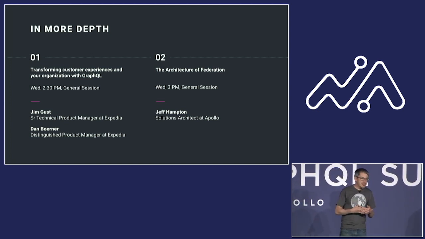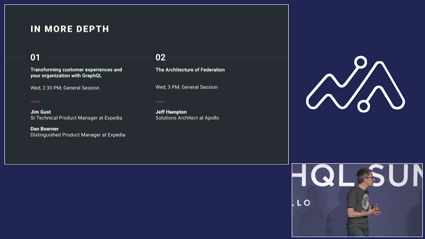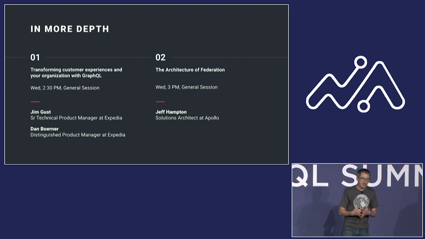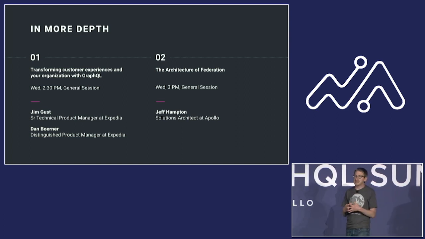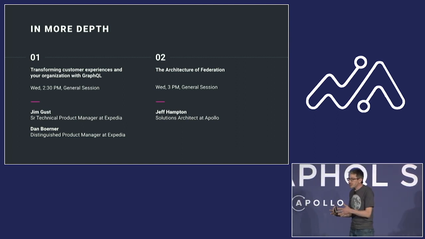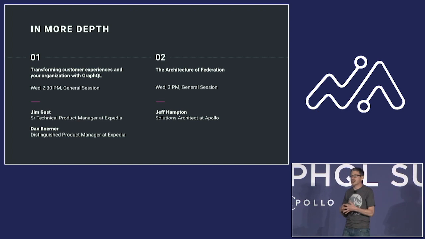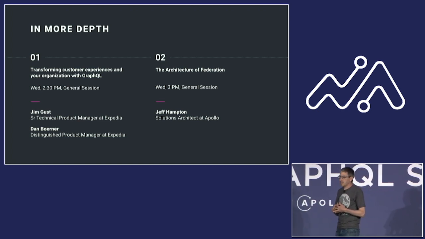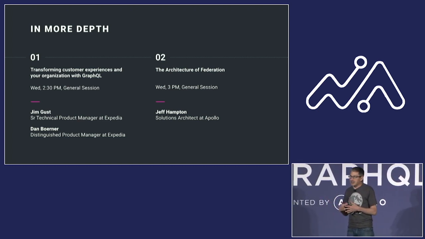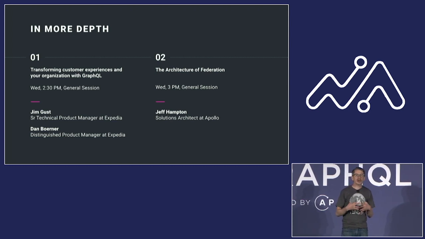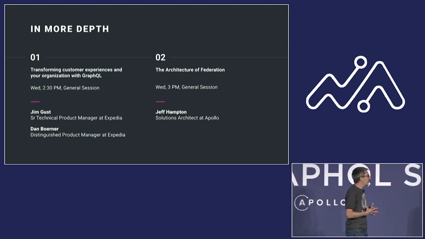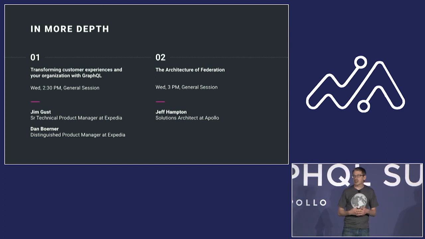For those of you thinking about expansion, we have 2 talks today that I encourage you to attend. First, Jim Gust and Dan Berner from Expedia will share how they built out their Expedia graph and how they use stitching and now Federation to manage its expansion across the org. Later, Jeff Hampton from Apollo will offer a hands-on look at the core concepts behind Federation and how you can use them to implement modular schemas.